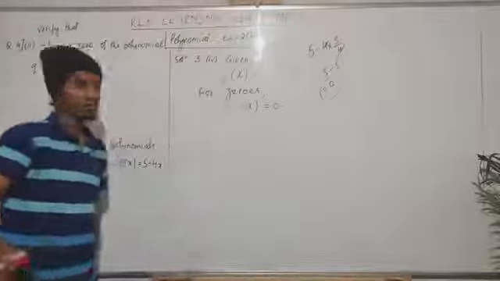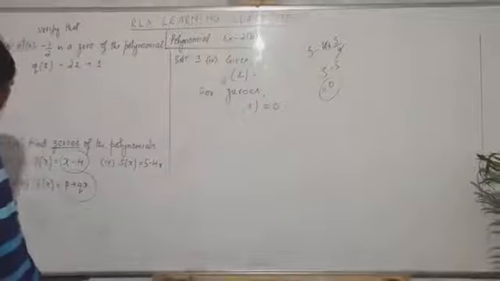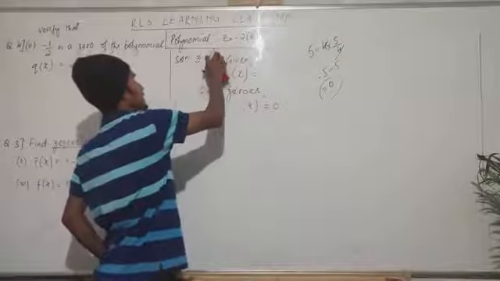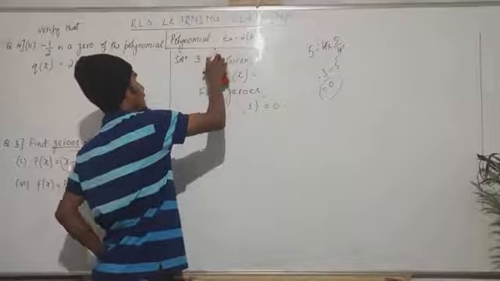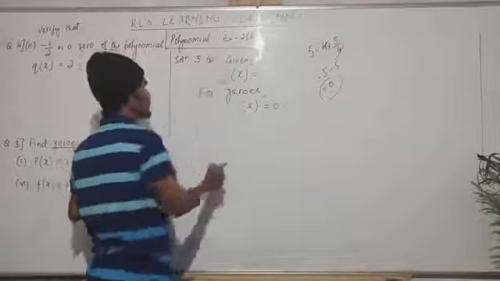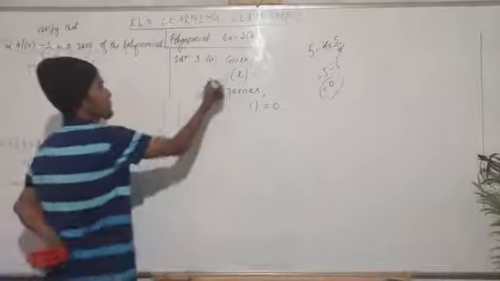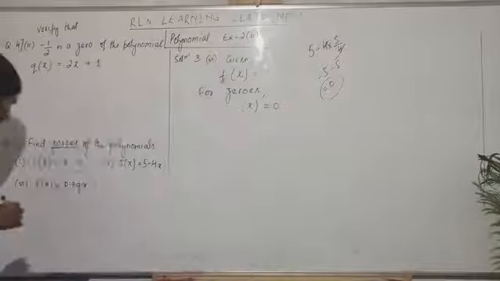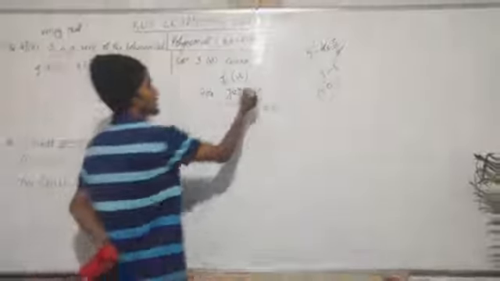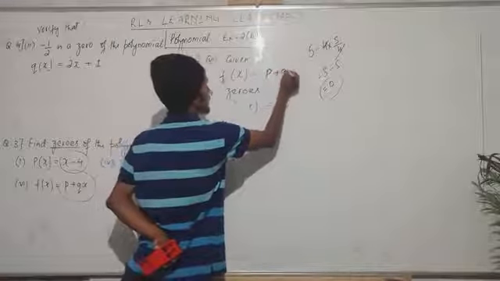The questions are so simple. Next, question number 6. Okay, they give f of x. What do they give? f of x is equal to p plus qx.